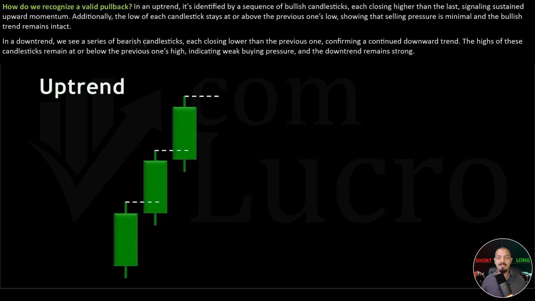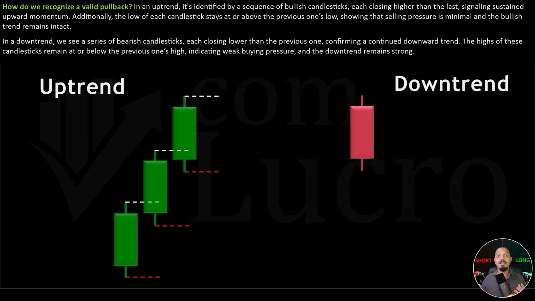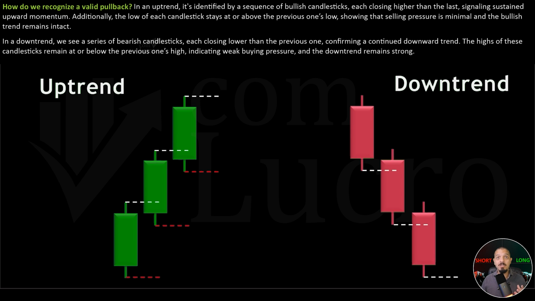In an uptrend, it's identified by a sequence of bullish candlesticks, each closing higher than the last, signaling sustained upward momentum. Additionally, the low of each candlestick stays at or above the previous one's low, showing that selling pressure is minimal and the bullish trend remains intact. Similarly, in a downtrend, we see a series of bearish candlesticks, each closing lower than the previous one, confirming a continued downward trend. The highs of these candlesticks remain at or below the previous one's high, indicating weak buying pressure and that the downtrend remains strong.